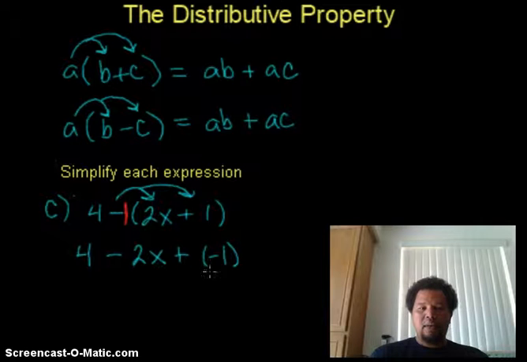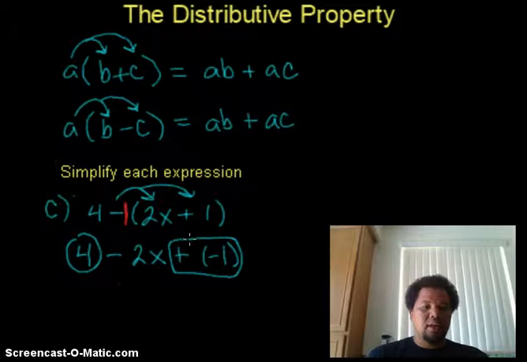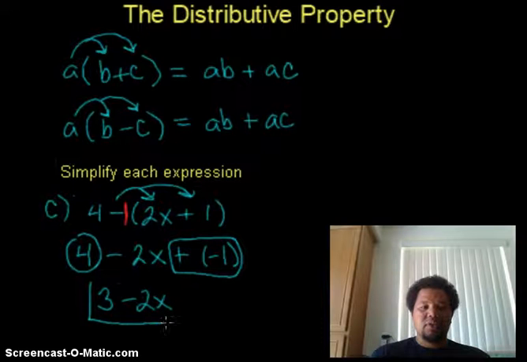Okay, and now we can simplify this a little bit since we have some like terms. We have a 4 and a negative 1, which are like terms because they are both just regular constant numbers. So we can put those together. I'm going to take this 4 and combine it with this plus negative 1. That gives me a 3, because 4 plus negative 1 is 3. Bring down that minus 2x. And now these are not like terms, so I will stop right there.